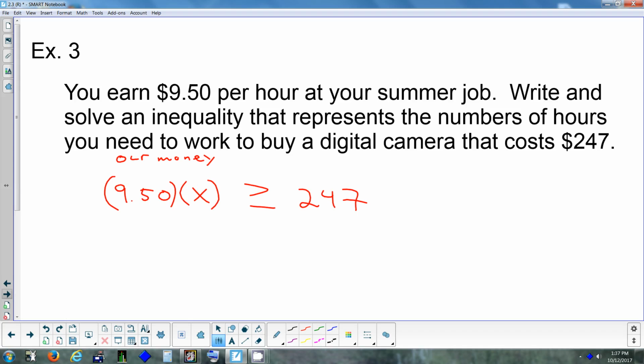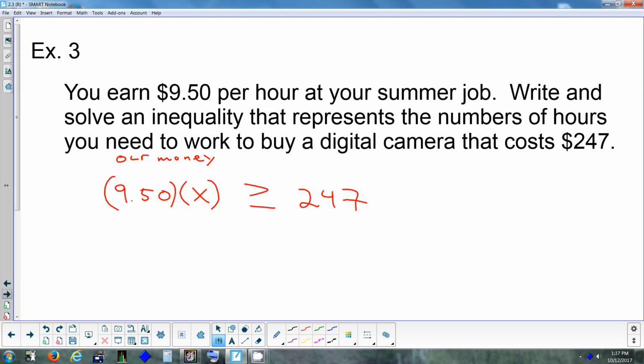Now, we have to keep in mind that this is about how many hours you work. We're going to assume that they probably just round off to the nearest hour, so you don't work like 5.2 hours. 0.2 would be a fifth, so that would be 12 minutes. Remember, hours are based on 60, not 100.